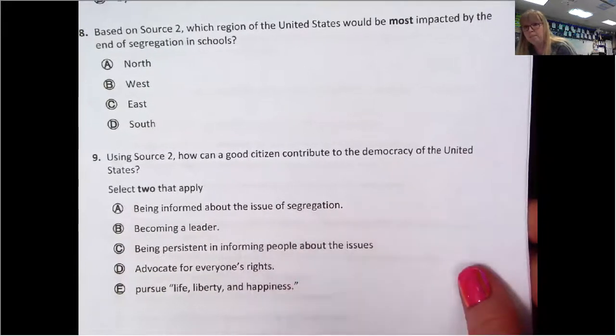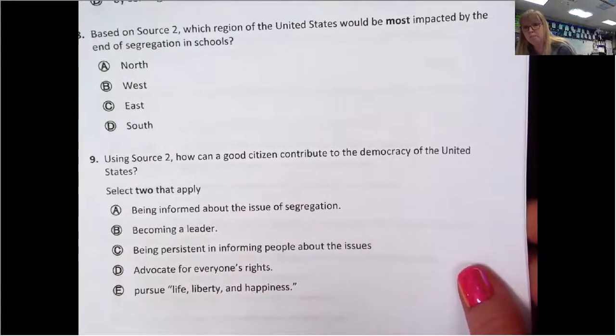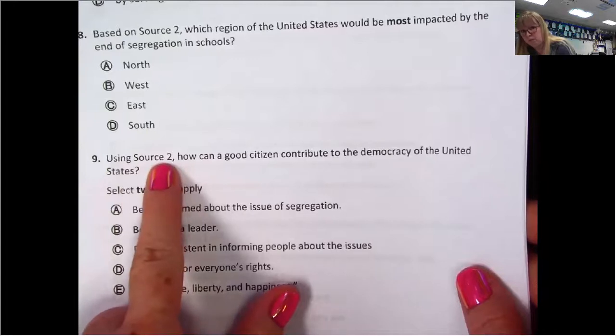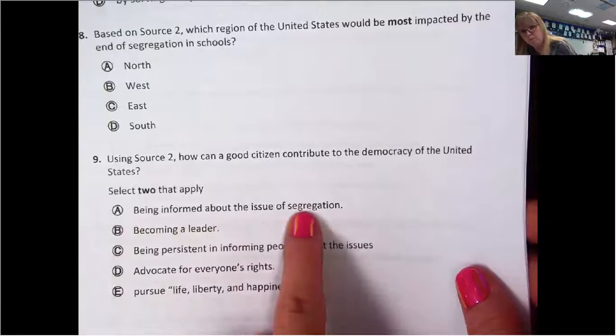And if we're talking about the map, that map's dealing with segregation. Okay, and it says source two. The map's dealing with segregation. That's what source two is talking about. So being informed about the issue of segregation.